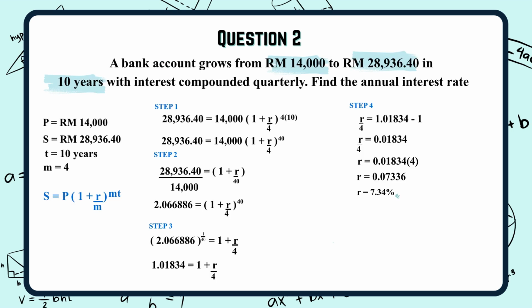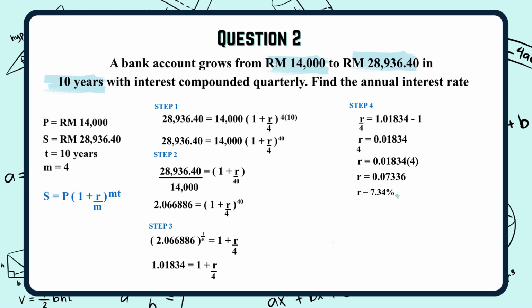To solve this question, I use the compound interest formula. The given information is the principal amount is 40,000 ringgit, the accumulated amount is 28,936 ringgit and 40 cents. The investment period is 10 years and the interest is compounded quarterly, so the value of m is 4. Next, I substitute all the values into the compound interest formula.